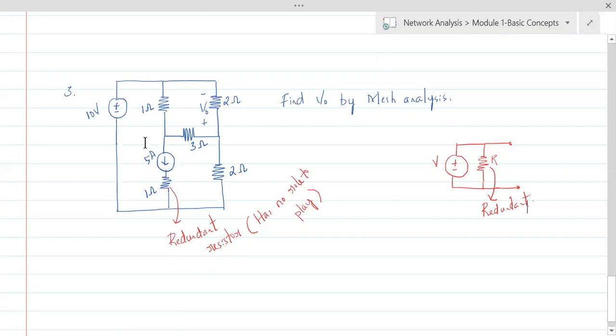And you can see in the problem, nowhere this comes into picture. Why does it not come into picture? See, this again is a super mesh problem. Why is it a super mesh problem? See, this mesh and this mesh, this current source is between the two meshes. So you'll form a super mesh taking these two into consideration.